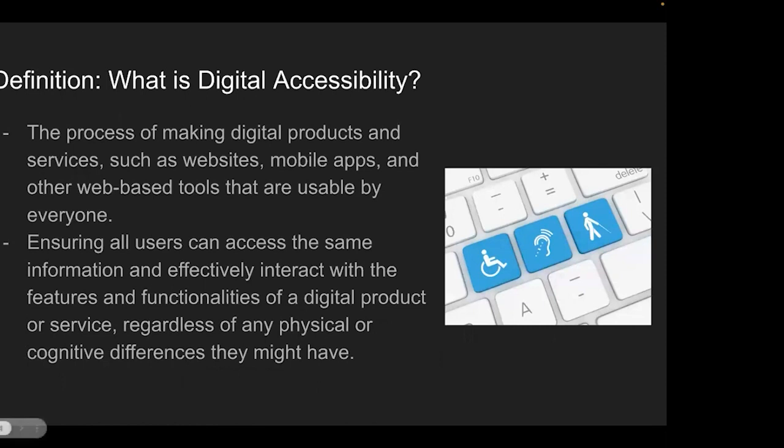Yes, so just leading into our topic today, we wanted to level set on a couple of definitions. We wanted to define how we view digital accessibility. Essentially, this is the process for making digital products and services, such as websites, mobile apps, and other web-based tools, available to everyone. It's basically ensuring that all users have access and can use these tools effectively, and can access the functionalities of digital product services despite any physical or cognitive differences that they may have. So that's how we think about the idea of digital accessibility.